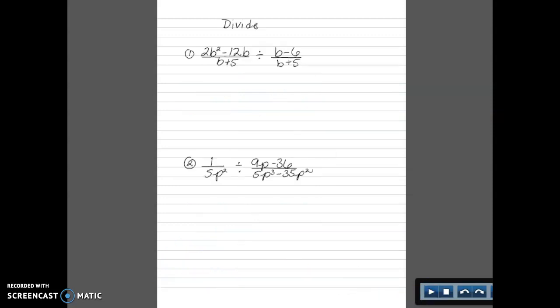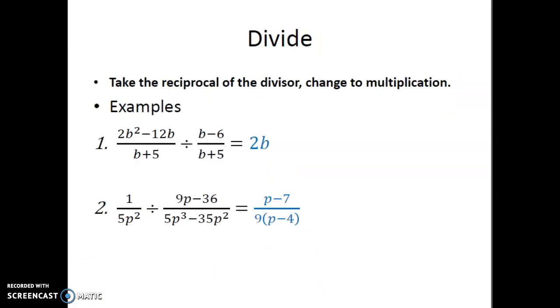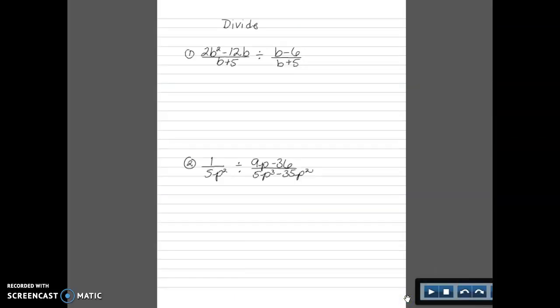All right, let's go on to division. When we are dividing, we're going to take the reciprocal of the divisor and then change to multiplication. So let's take a look at these two examples, which are rewritten here. So again, I'm going to rewrite each of these as a multiplication problem.